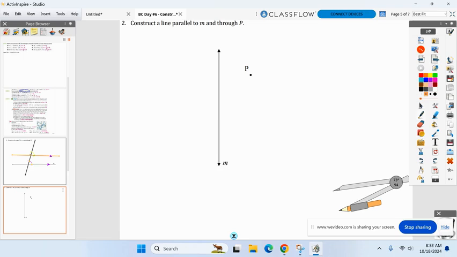You want to copy your angle on ray P now. Turn your paper if you need to. Make an arc through the angle you're copying and go to point P.